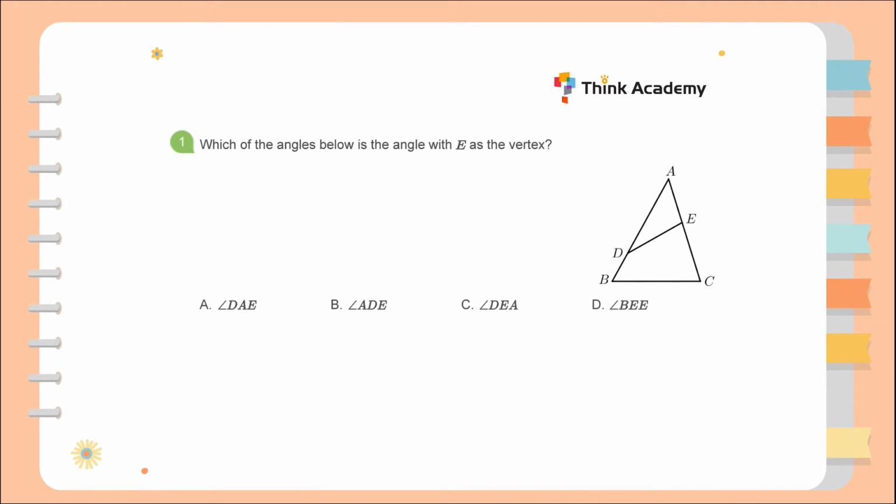Let's look at question number 1. Over here, which of the angles below is the angle with E as the vertex? So we have some options here. Before we get to the question, let's recap a little bit of angles.